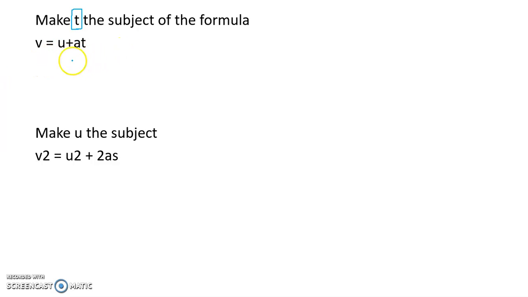Here T is adjoined to A, and in the previous formula we stated that once there is multiplication we just do the opposite and divide. Now since we have a U plus here, it would be easier to get rid of the U first, then we move over to the division.